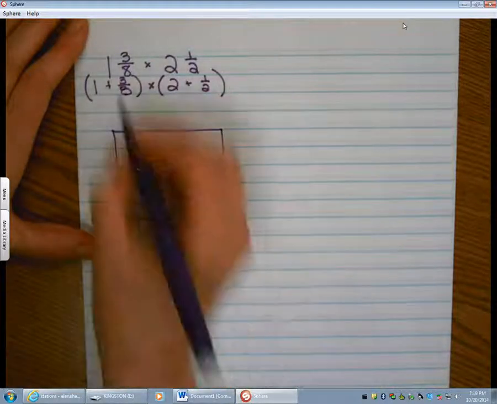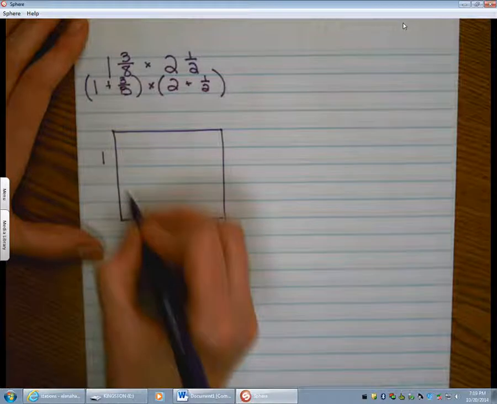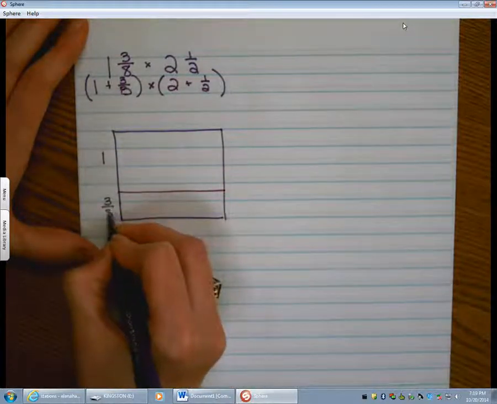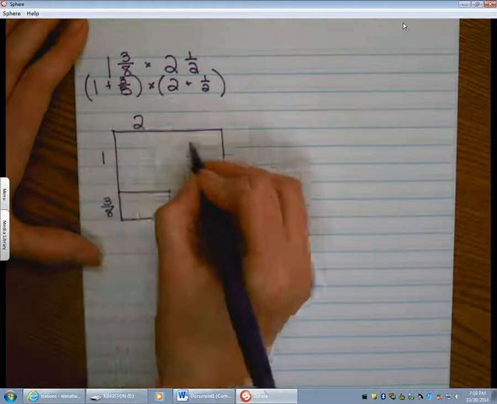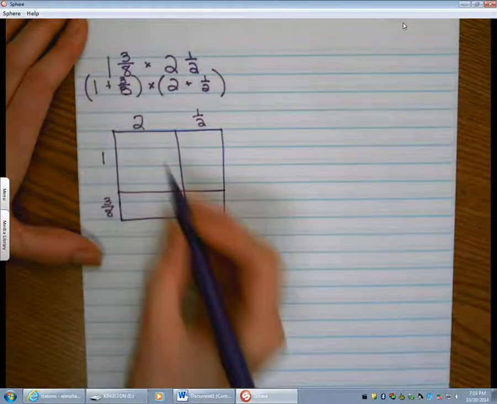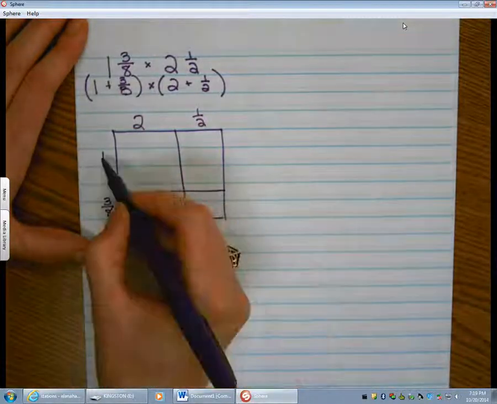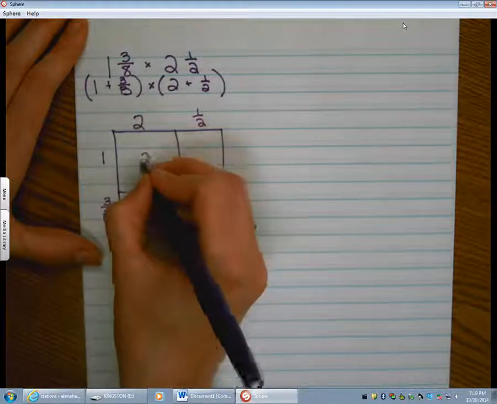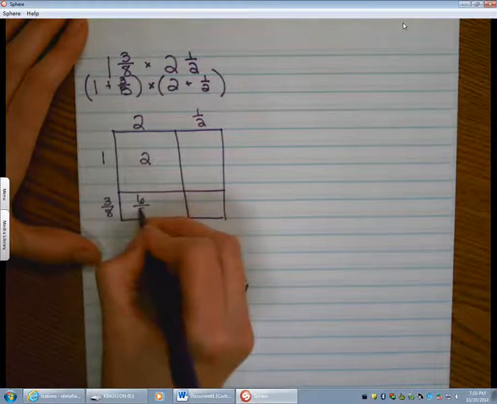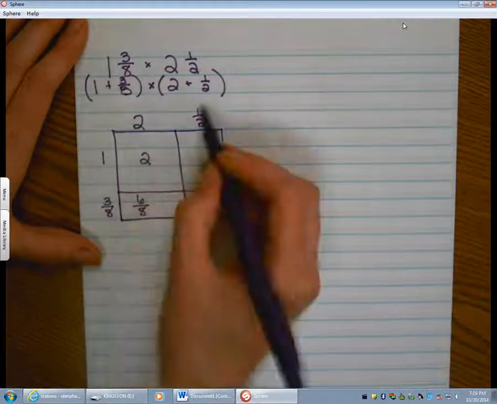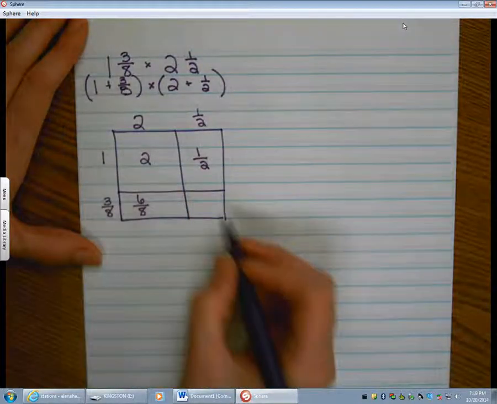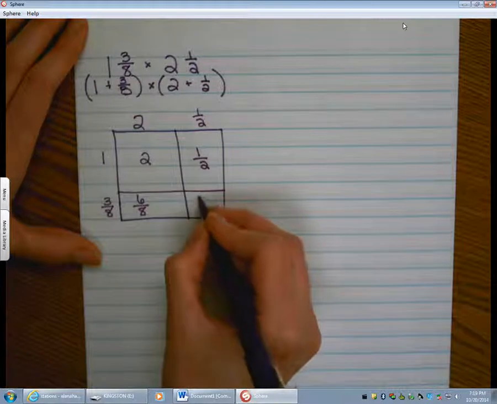Now I can start my area model, so I have my 1 whole, and I have my 3/8, and I have 2 whole, and I have 1/2. And again, I'm going to multiply like an array. 1 times 2 is 2. 2 times 3/8 is 6/8. 1 times 1/2 is 1/2. And 1/2 times 3/8 is going to be 3/16.